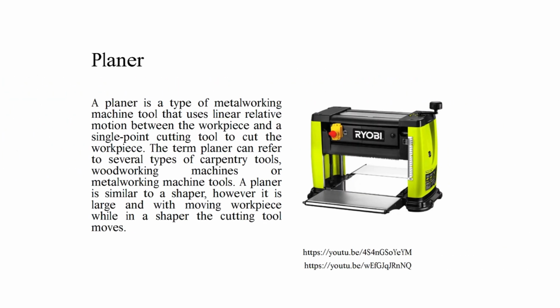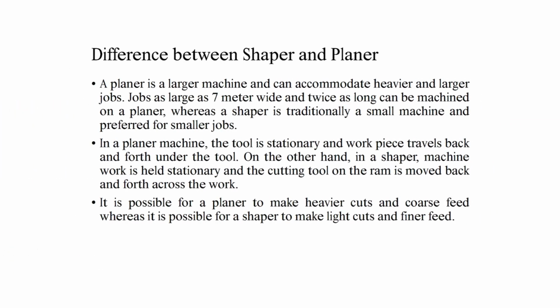Let us now look at its larger cousin, the planer. A planer is also a type of metalworking machine tool that uses linear relative motion between the workpiece and a single point cutting tool to cut the workpiece. Now, it's important to note that the term planer can refer to several types of carpentry tools, woodworking machines, or metalworking machine tools. So how is it different? A planer is similar to a shaper in its fundamental action. However, it is generally much larger, and it's the workpiece that moves while the cutting tool remains stationary. In a shaper, remember, it's the cutting tool that moves. Next, we explore the key differences that set these two magnificent machines apart.